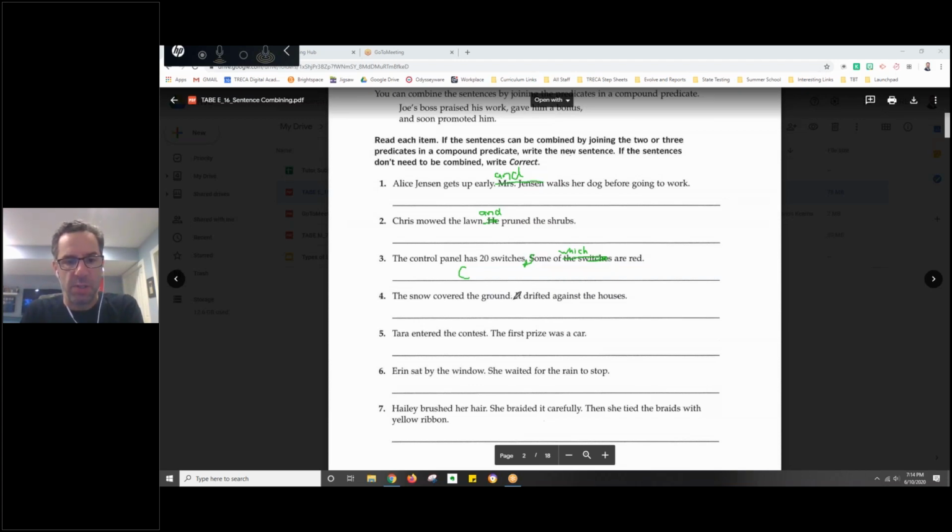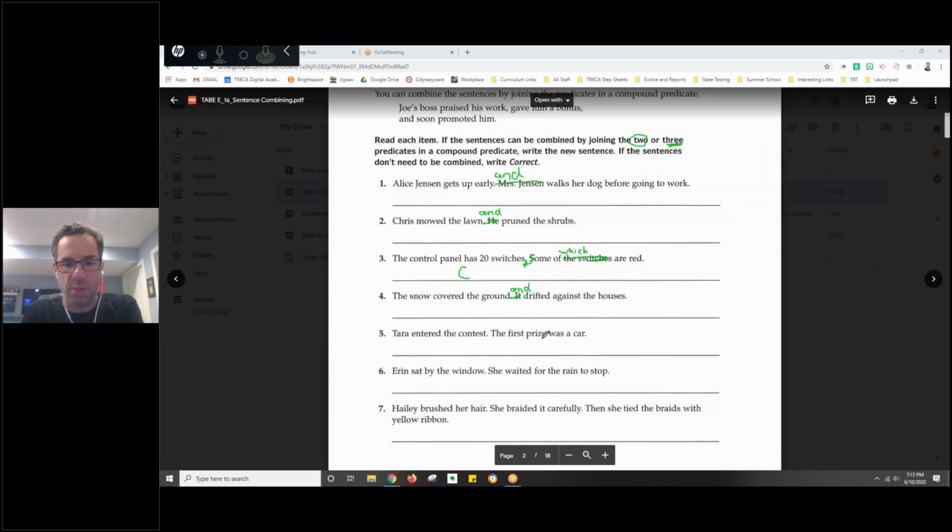So the first one says the snow covered the ground, it drifted against the houses. So my guess is for 4, you're going to combine them. I would say the snow covered the ground and drifted against the houses. These are 2 predicates that you can combine into one compound predicate. We haven't run across one that has 3, as far as I know. I've only seen some with 2, so maybe it looks like the last one, maybe number 7, will have 3 predicates.